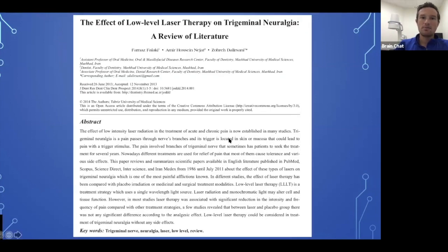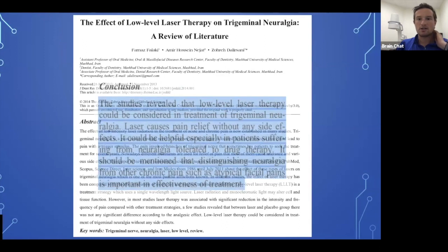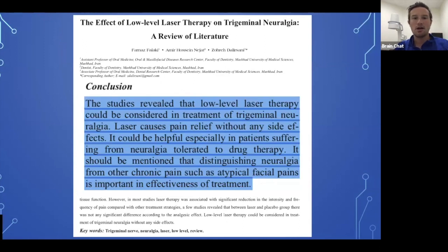But also this can be effective for pain, right? So things like TENS units are used for muscular pain. This paper was a review of some of the literature that discussed trigeminal neuralgia and the effectiveness of using low laser therapy for trigeminal neuralgia. And it showed that laser causes pain relief without any side effects. According to them, it could be helpful, especially in patients suffering from neuralgia tolerant to drug therapy. Because as you know, if you take certain medications, you develop a tolerance to them. But trying to make physical changes to the systems that are causing the pain may just be a better avenue into the brain.